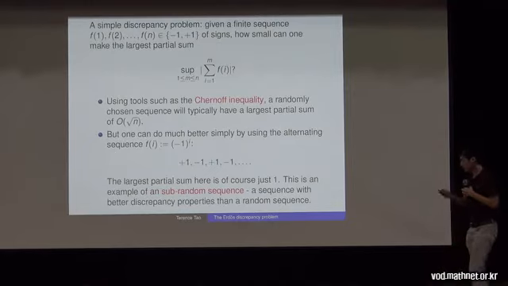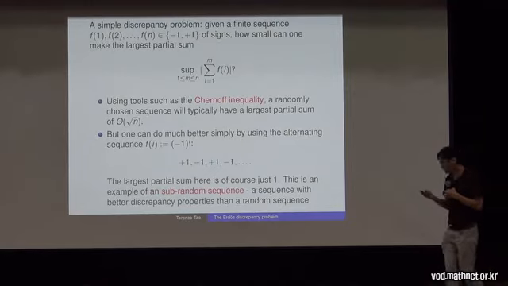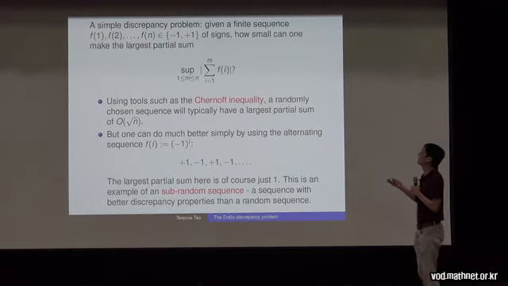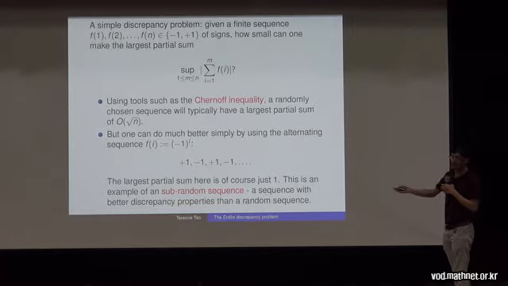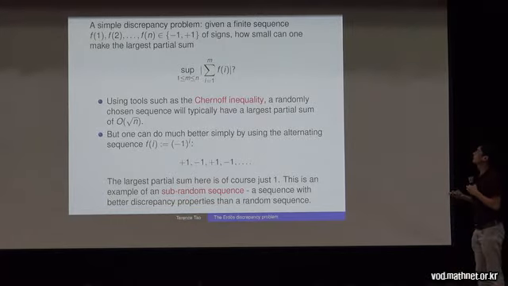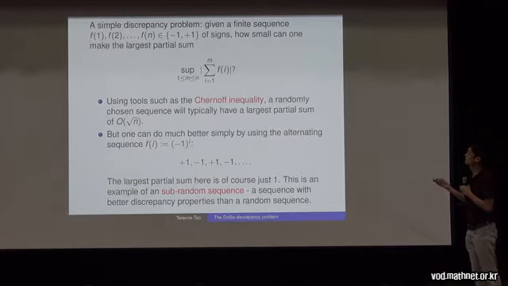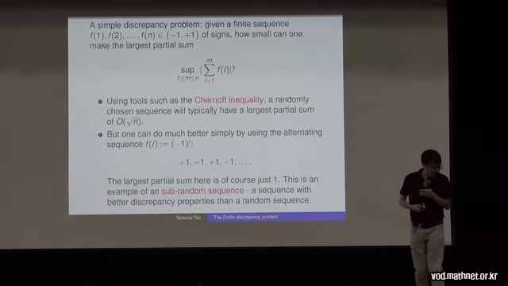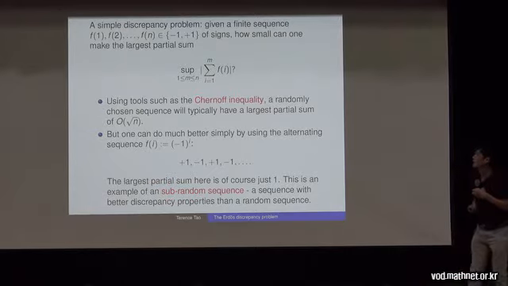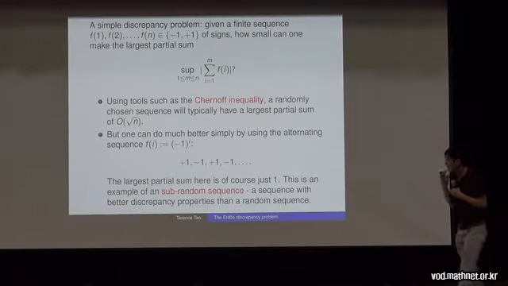There are many types of discrepancy and many discrepancy questions. Here's a simple one. Suppose you have a finite sequence of n signs, f1, f2, up to fn: plus 1, minus 1, minus 1, plus 1. You look at all the partial sums, take the absolute value of the partial sums, and take the biggest one, and you want to make this quantity as small as possible. So you want to make all the sums small at the same time. How small can you make this? This is actually an easy question to answer.